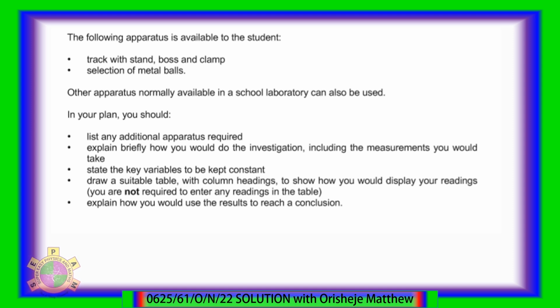Explain briefly how you will do the experiment, include the measurement you will take. State the key variable to keep constant. Well, I'll keep the ball constant, the size of the ball. I will keep where I'm dropping the ball constant. Okay. So draw a suitable table with column headings to show how you will display your reading. You are not required to enter any reading in the table. Okay. Explain how you will use the result to reach a conclusion. So let's go.